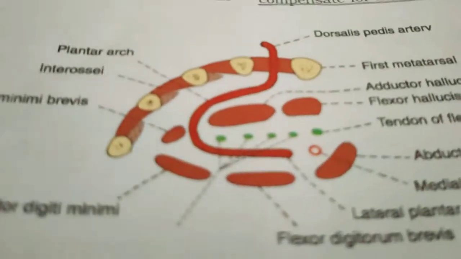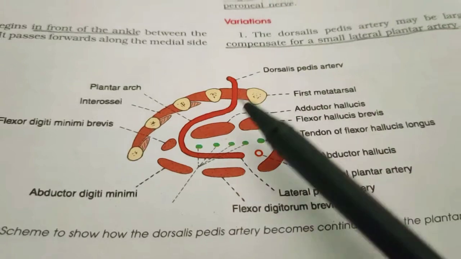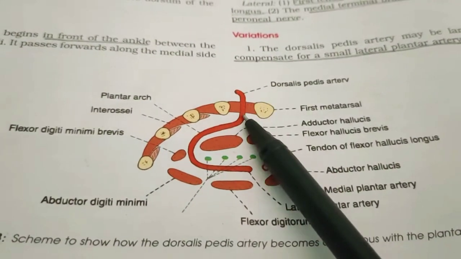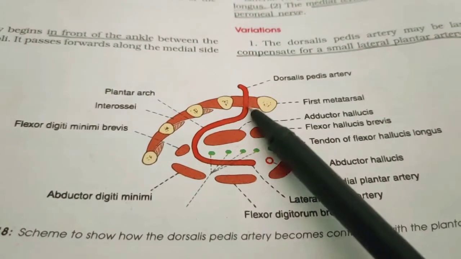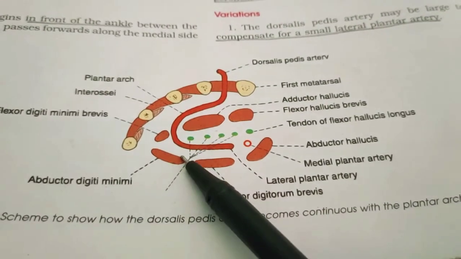Here you can see this is the dorsalis pedis artery. Like this it passes, and this is the plantar arch; in the sole it will reach the plantar arch like this.